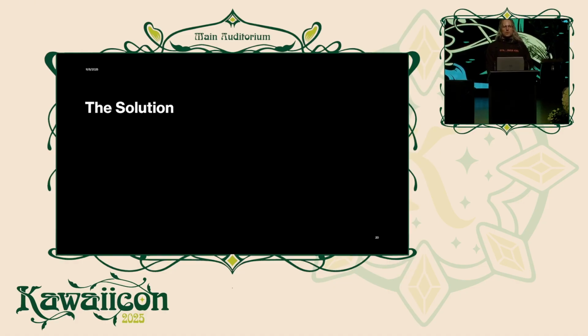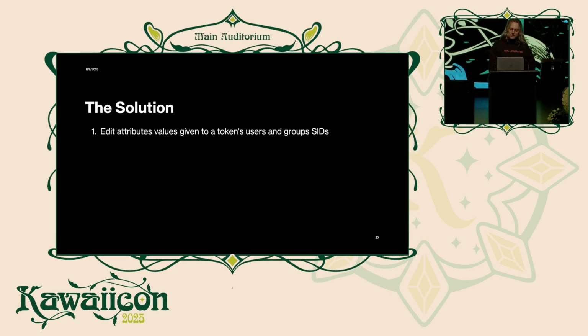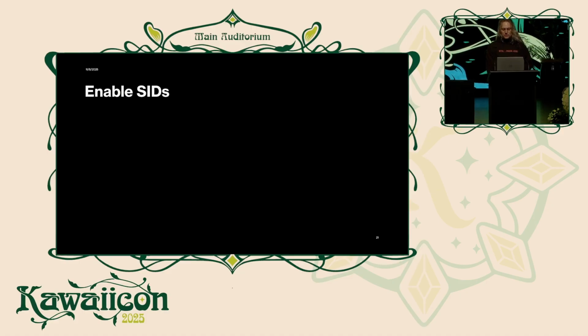So what does the solution look like? Well, first of all, I'm going to have to edit the attributes value given to a token's user and group SIDs. And secondly, and this is going to be the hard part, bypassing the secondary access checks specific to restricted tokens. But there's no research on this before, so we're going to have to figure that out along the way. First things first, let's try enabling some SIDs.